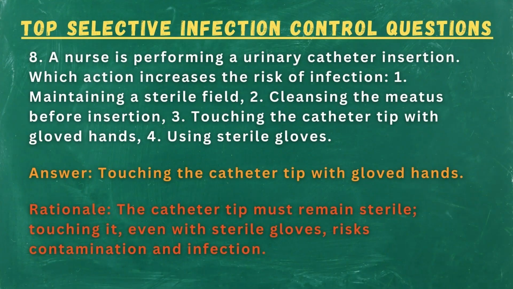8. A nurse is performing a urinary catheter insertion. Which action increases the risk of infection? 1. Maintaining a sterile field. 2. Cleansing the meatus before insertion. 3. Touching the catheter tip with gloved hands. 4. Using sterile gloves. Answer: touching the catheter tip with gloved hands. Rationale: the catheter tip must remain sterile. Touching it, even with sterile gloves, risks contamination and infection.